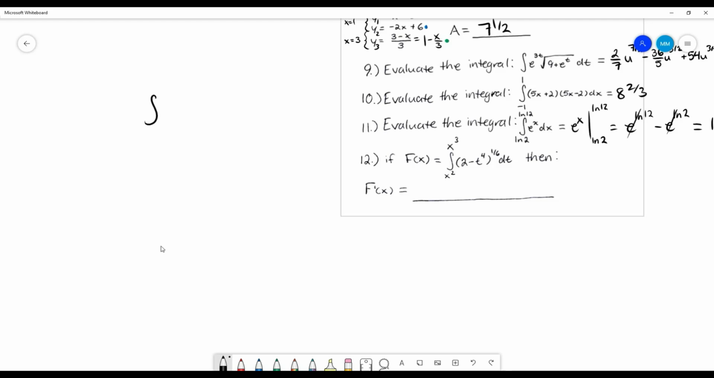So if I have maybe h of x and g of x as my bounds, and I've got a function f of x inside here, then the derivative of this function is going to be f of h of x times the derivative of h of x minus f of g of x times the derivative of g of x. So that's all we have to do here.